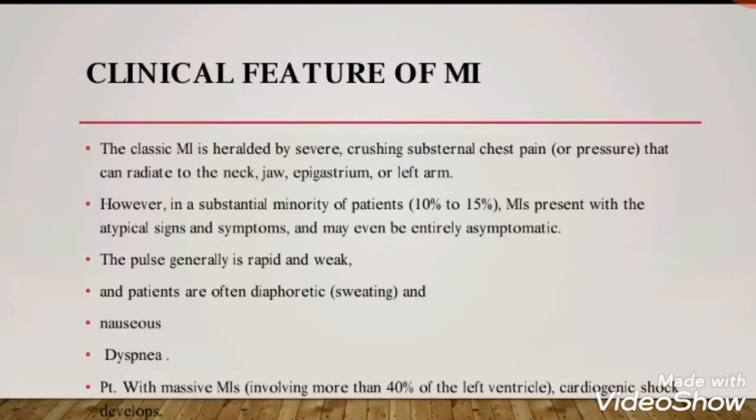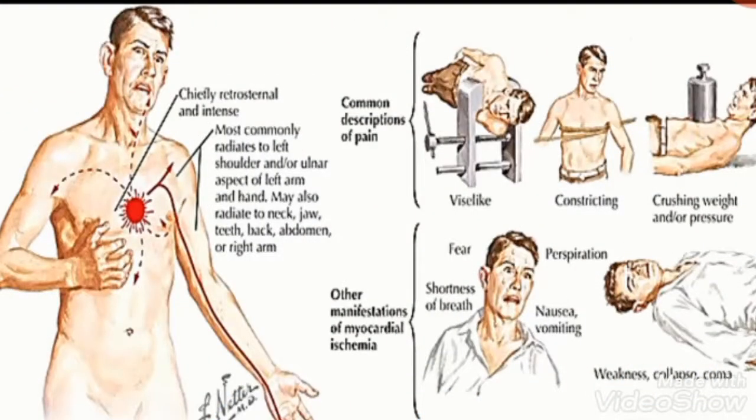The classic MI is heralded by severe crushing substernal chest pain or pressure that can radiate to the neck, jaw, epigastrium, or left arm. In contrast to angina pectoris, the associated pain typically lasts several minutes to hours and is not relieved by nitroglycerin or rest.